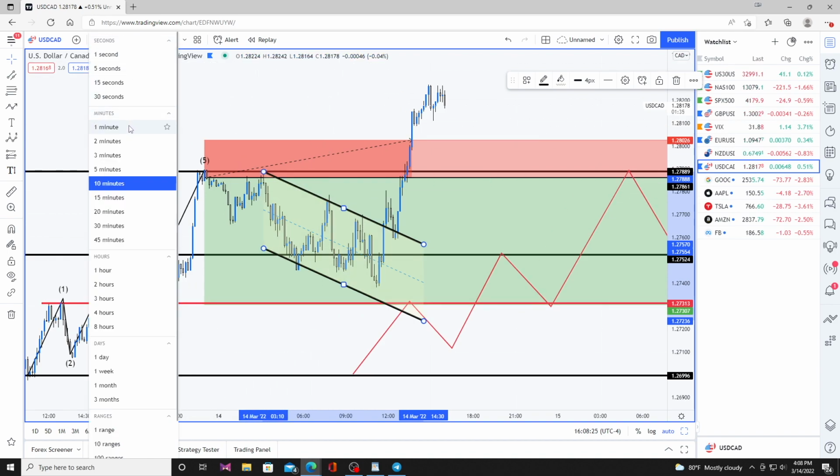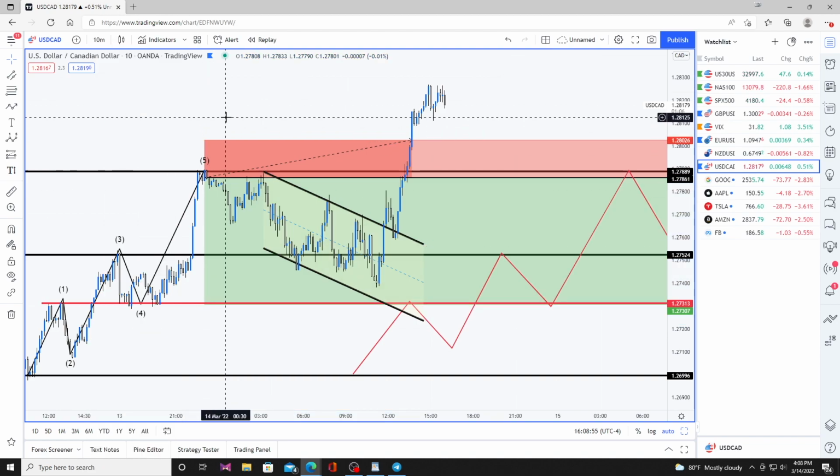Time frames go anywhere from 1 minute to 8 hours to 3 months. Now, if you're a scalper, I would recommend you stay in the lower time frames, let's say the 20-minute and below. If you are a day trader, go from the 15-minute all the way to the 2 hour, even 4 hours, but you'll want to keep it around that range. And if you're a swing trader, you should be at least from the 1 hour all the way up to the 1 month because you're swinging in the market.